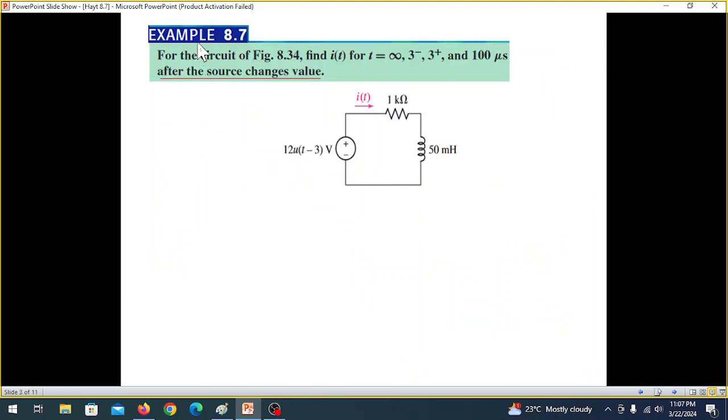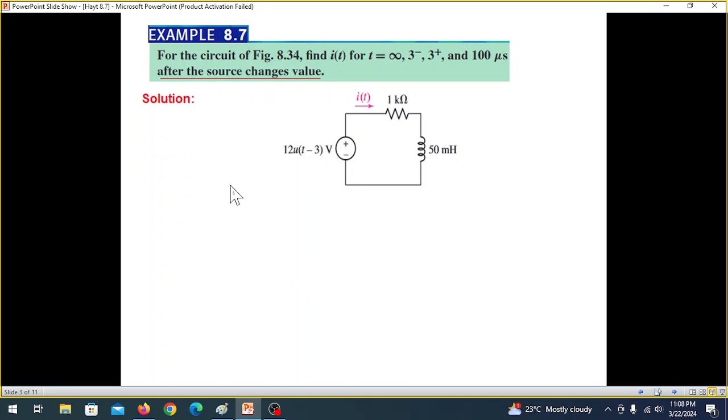Okay, so example 8.7, this is the circuit given. For the circuit in the figure, find I for t equal to infinity. So one is when t is infinity, you find I. Then at 3 minus, then 3 plus, and 100 microseconds after the source changes the value. Now we'll explain what this means.